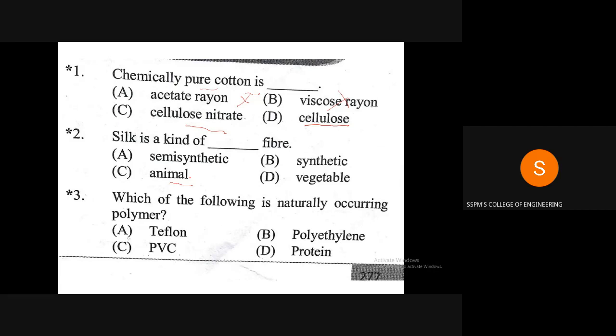Then, which of the following is a naturally occurring polymer? Here Teflon, polythene, PVC, all these are synthetic polymers. Teflon is synthetic, PVC is synthetic, polyethylene is also a synthetic polymer. So the naturally occurring polymer is protein. Protein is an example of a naturally occurring polymer. In this way you can solve the questions.